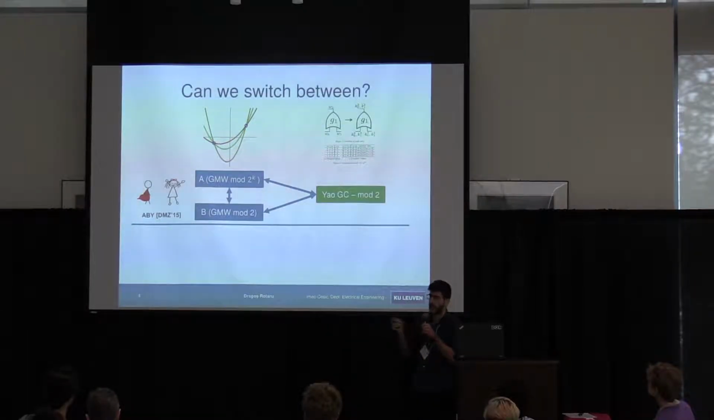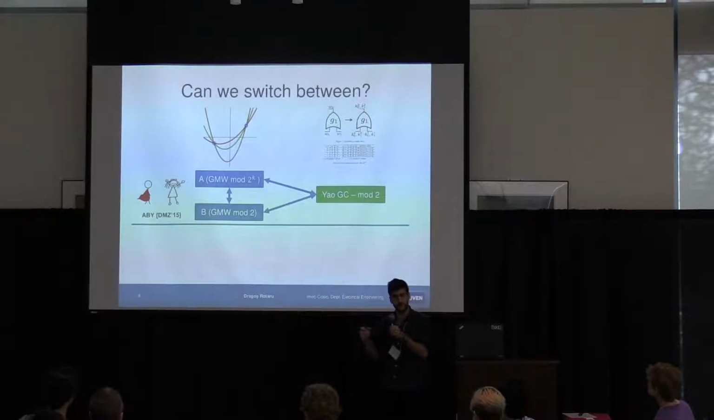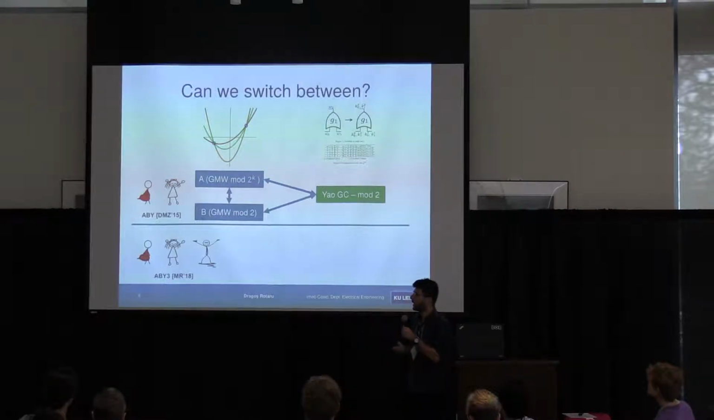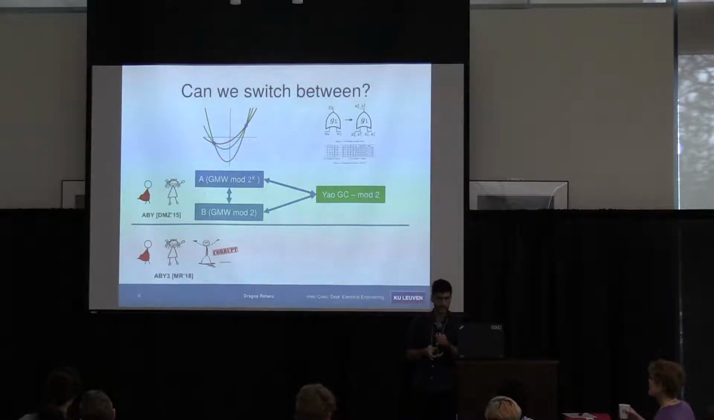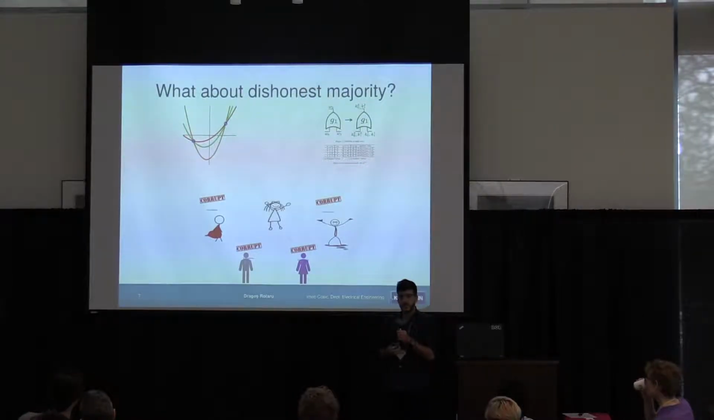So the goal is to have these mixed protocols where we can get more efficient protocols overall. And there's ABY3, recently published at CCS by Mohassel and Rindal. This is basically an extension of ABY which works for three parties, and they're also doing the conversion securely, such that they also support a malicious adversary, but with honest majority. So now the question is, what about going beyond honest majority? Is there any efficient way of doing this?